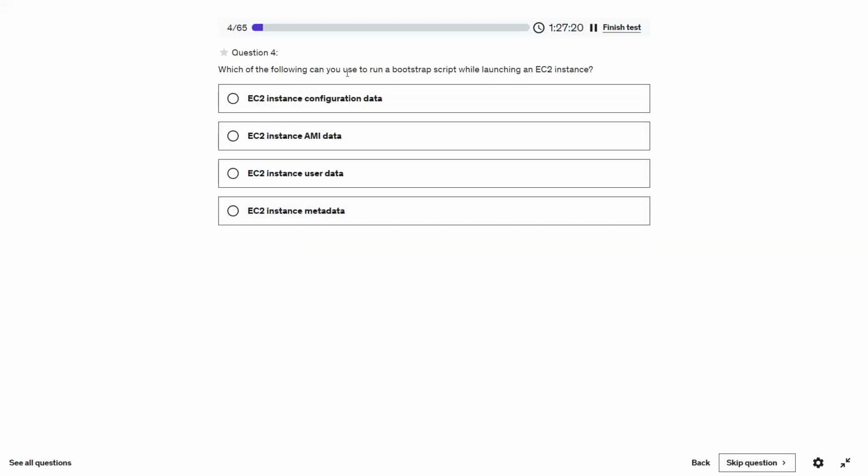Which of the following can you use to run a bootstrap script? A bootstrap script means that as soon as the EC2 instance spins up, you want to install something. Let's suppose you want to install Docker. Where will you write those scripts? In our video, we installed, I think, the Apache server, and we did all these things in the user data. Whatever we write in the user data will automatically run on the first boot of the machine.